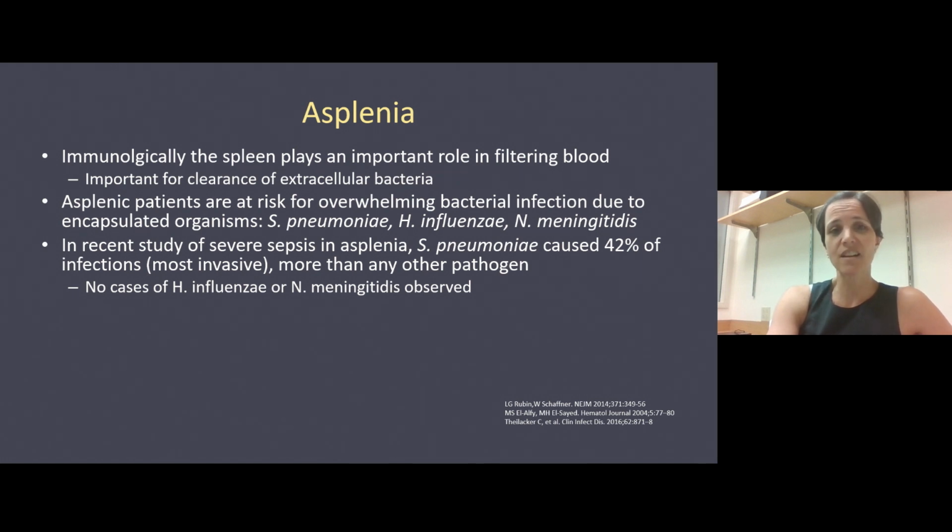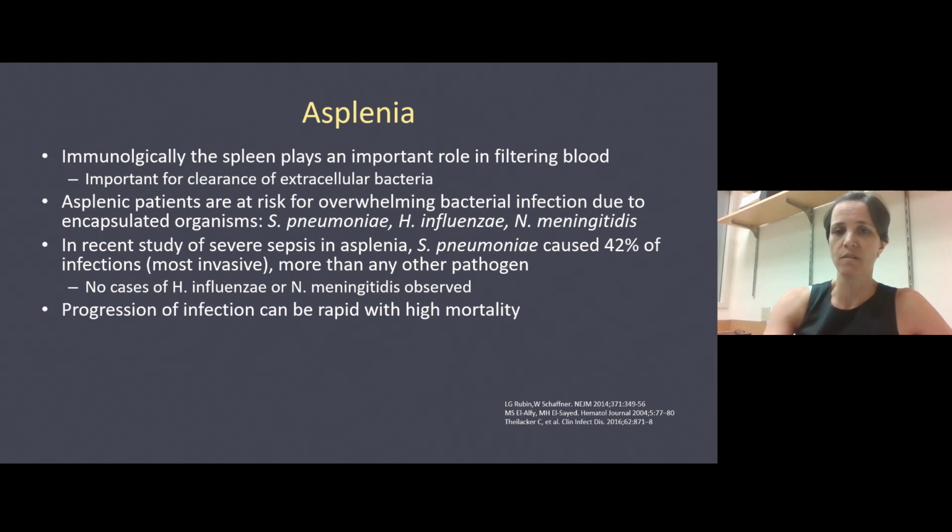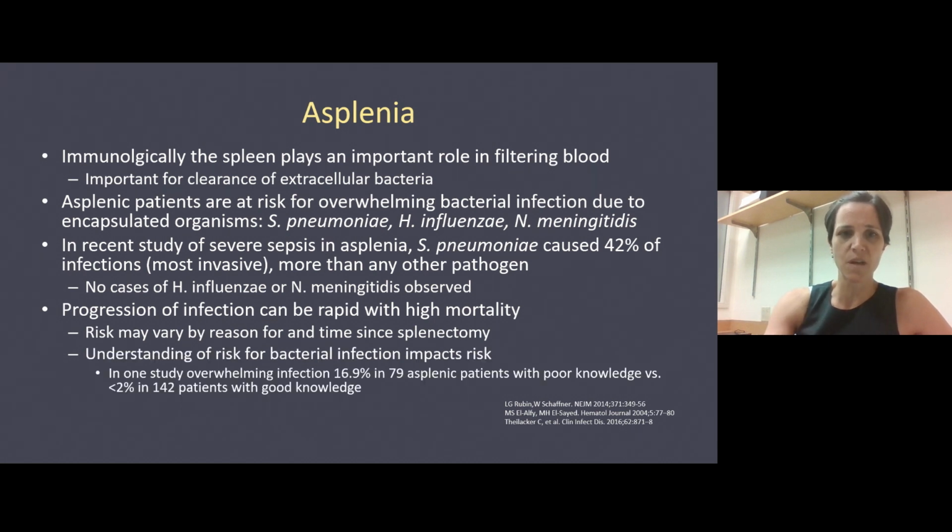Interestingly, this study showed that Haemophilus influenza and Neisseria meningitidis were not seen in any of the other cases of sepsis. So it goes to show strep pneumo is by far the most important in this category. Progression of infection can be rapid with a high mortality, and the risk may vary by the reason and time since splenectomy. So the longer since the splenectomy, we think of the risk as being less.